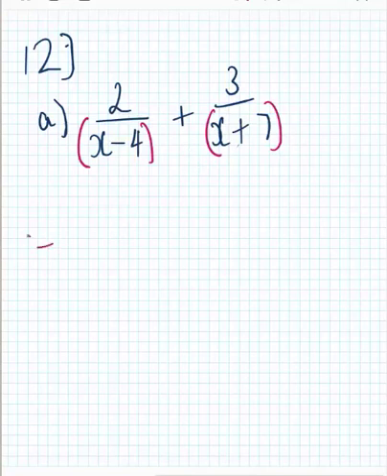Now, to get the same denominator, all we're going to do is multiply these two numbers with each other. Because remember, x minus 4, if x was, for example, 5, I'd have 5 take away 4, which is just 1. So x minus 4 is a number, x plus 7 is a number. We just don't know what x is. But if we know that they're different numbers, all we're going to do is multiply them with each other.